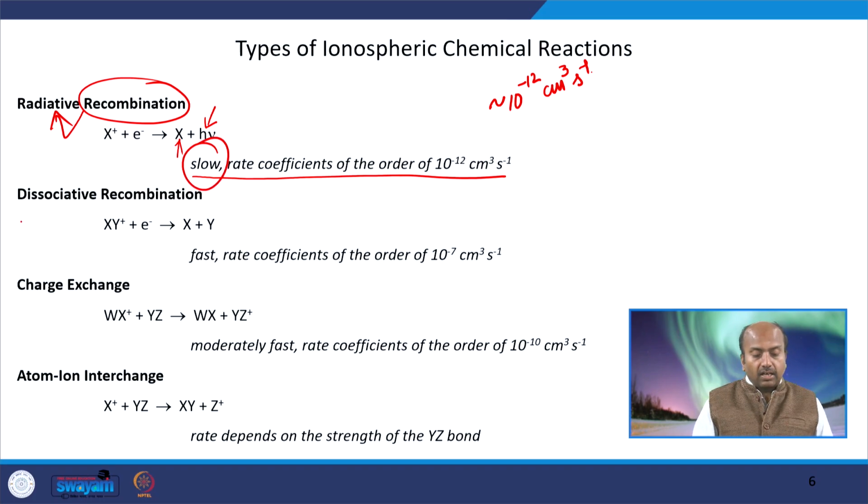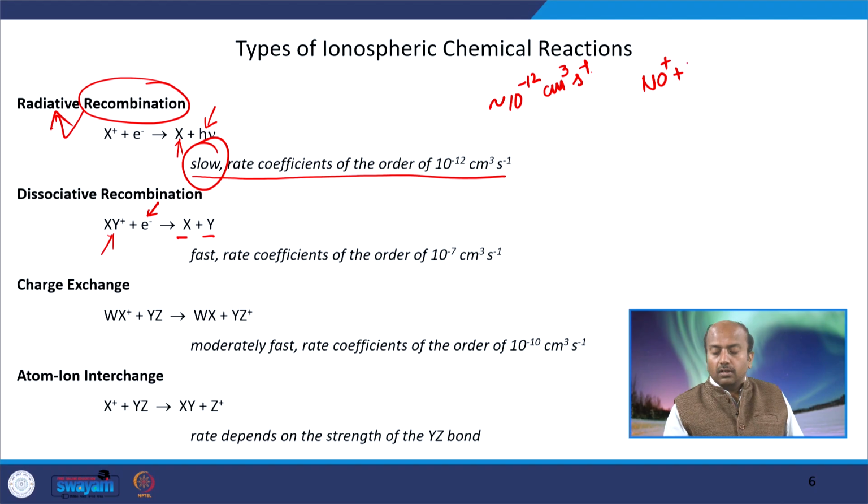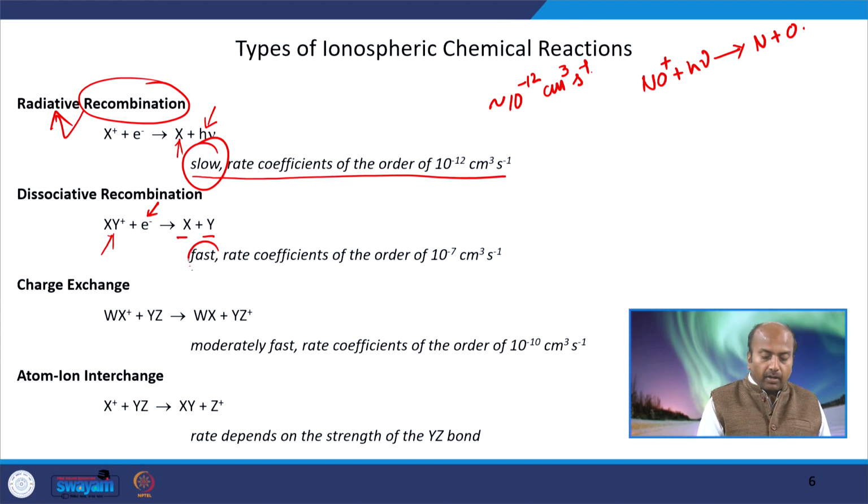Dissociative recombination reaction, what happens in this? A molecular positive ion comes in contact with an electron, and this interaction leads to the dissociation of this molecule and subsequent loss of positive charge state. So, here we have XY plus. So, if you have NO plus plus an electron, this can give you N plus O. This is a very fast reaction. So, rate coefficients of the order of 10 to the power of minus 7 centimeter cube per second.